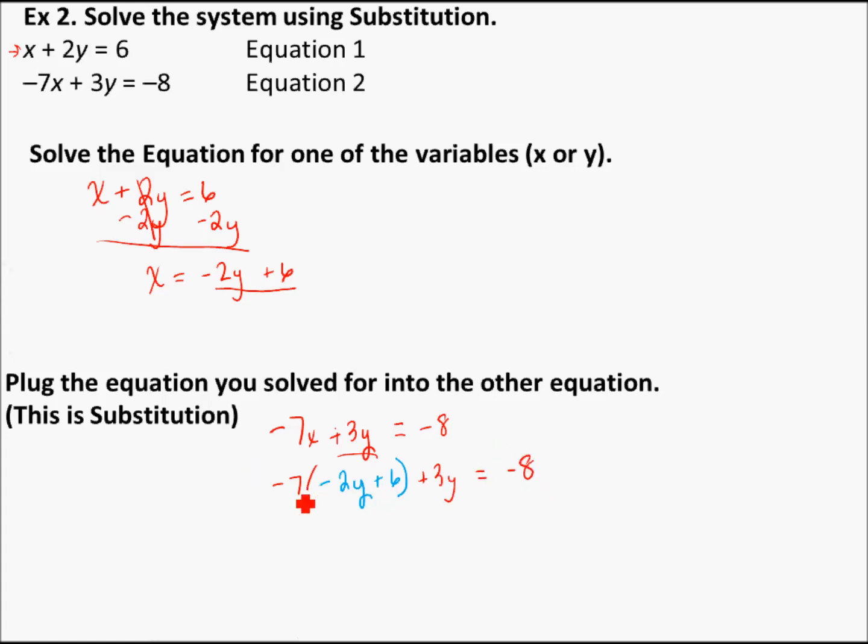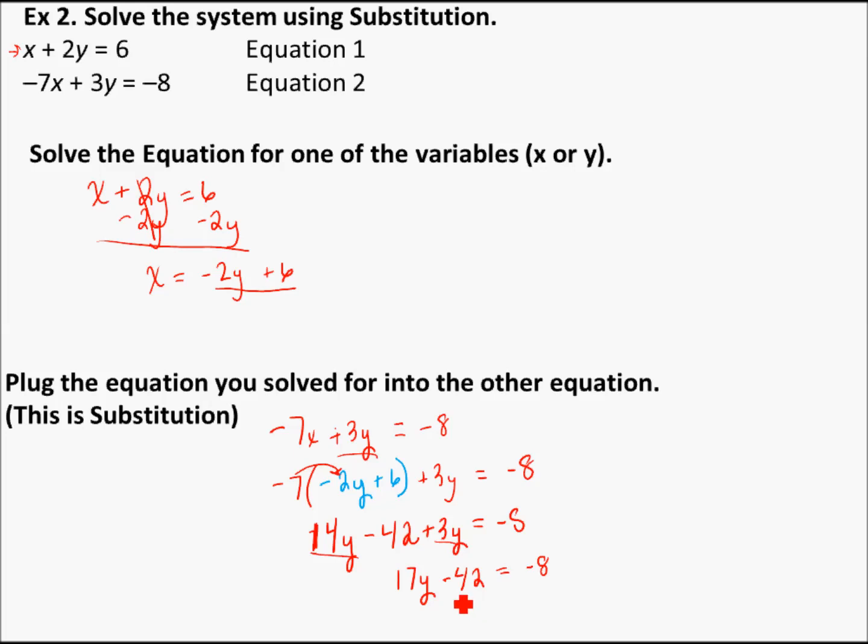Now I can use the distributive property. Negative 7 times negative 2y is positive 14y. Negative 7 times a positive 6 is negative 42. Plus 3y equals negative 8. 14y plus 3y, because they're like terms, can be combined to 17y. 17y minus 42 equals negative 8.